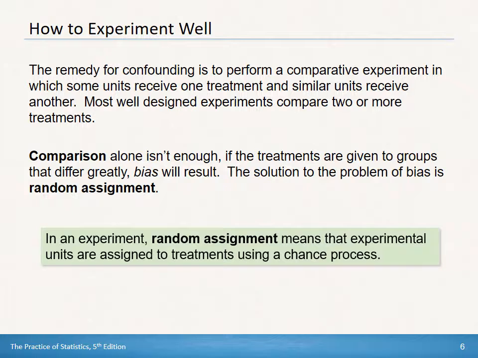In an experiment, random assignment means that experimental units are assigned to the treatments using a random chance process. It's very similar to sampling, but this time we already have our sample. Now we're taking our sample, numbering it, and randomly assigning them to the treatments.